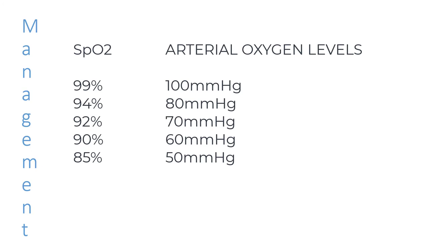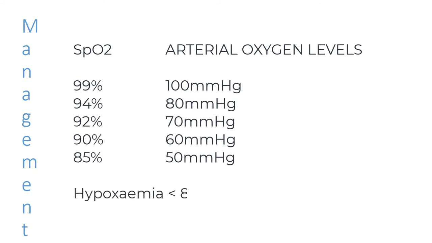If we were to drop that by 5%, let's get down to 94%, we'd be looking at oxygen content that had dropped to 80 millimeters of mercury. So a 5% drop in saturations has resulted in a 20 millimeter of mercury drop in partial pressure of oxygen. So a fall of 15% in oxygen saturation equates to a 50% fall in the partial pressure of oxygen in the bloodstream.